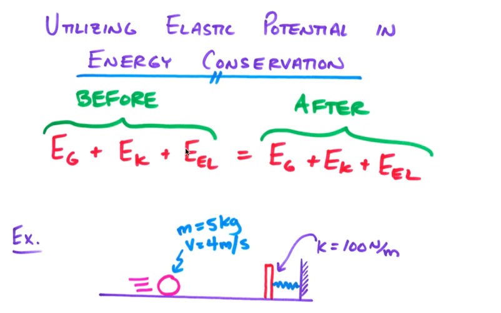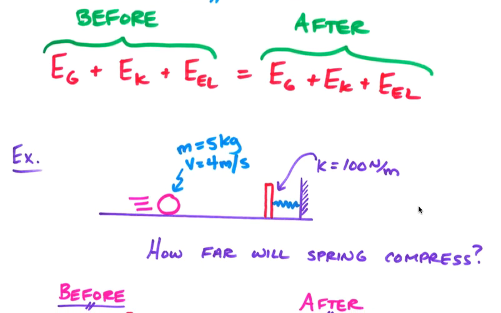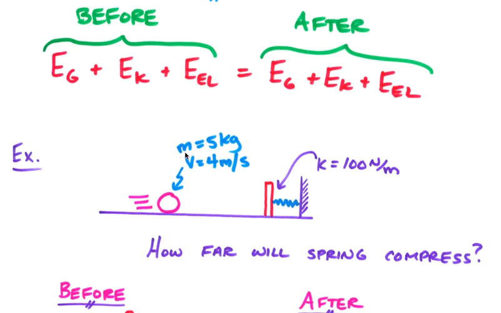We just now have to realize that since we have an equation, we are now capable of calculating energy transfers when a spring is involved. And just to show you a quick example, I have a ball that has a mass of 5 kilograms, traveling with a velocity of 4 meters per second, and is about to slam into this spring that has a K value of 100 newtons per meter.